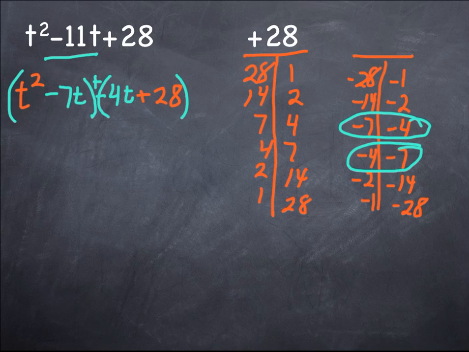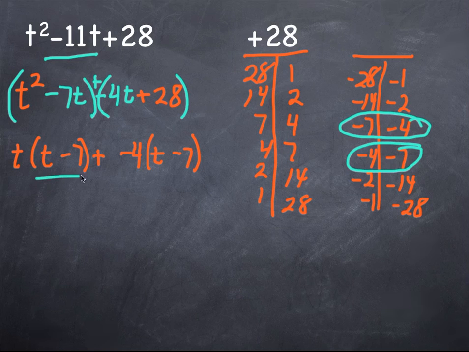From the t squared minus 7t, we can factor out a t, giving us t times t minus 7. Next, we should factor out a negative 4. This way, what will remain is a t minus 7. Since we have a t minus 7 in both terms, we can factor t minus 7 out, leaving us with a t minus 4. Our final answer is then t minus 7 times t minus 4.